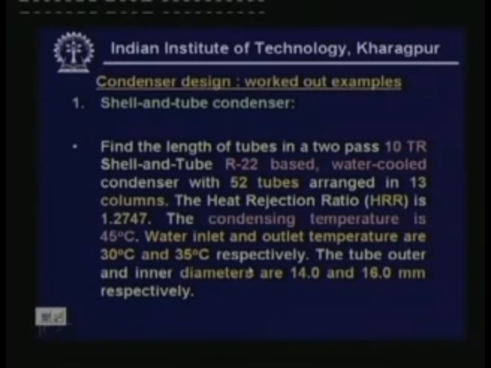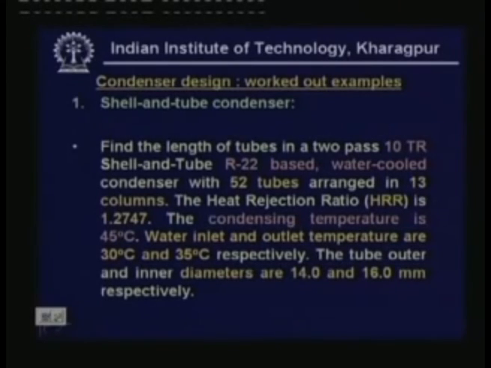This is an example on shell and tube condenser, and the problem statement is like this. You have to find the length of tubes in a 2-pass 10-ton capacity shell and tube R22 based water cooled condenser with 52 tubes arranged in 13 columns. The heat rejection ratio is given as 1.2747.